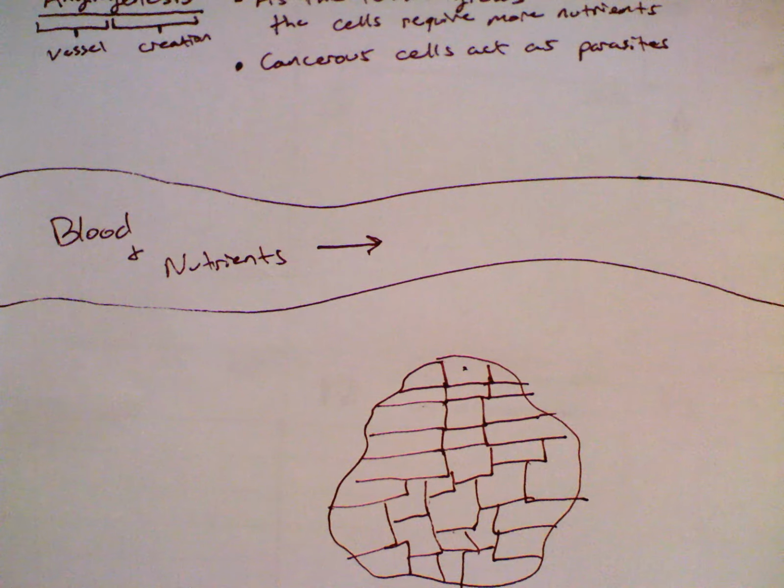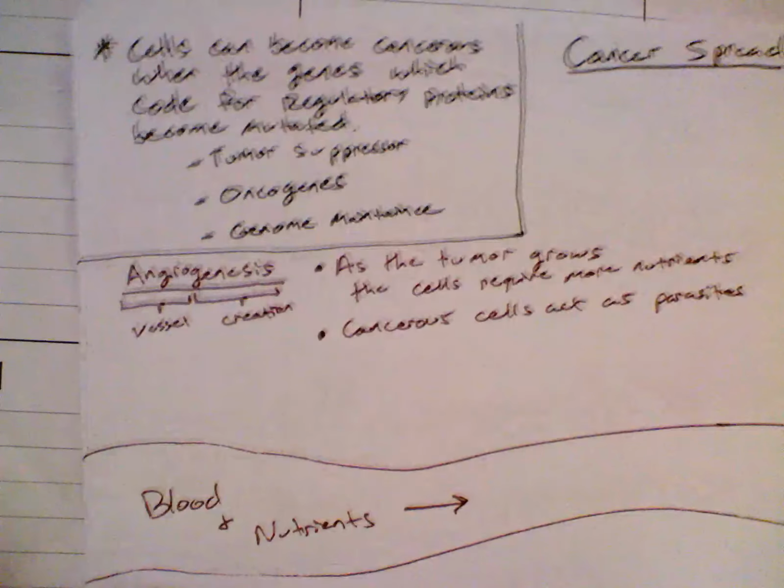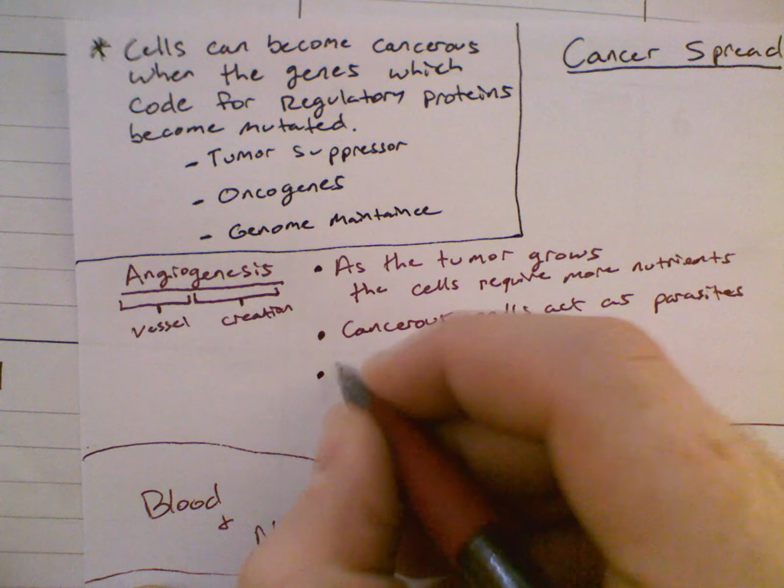Okay, so here's what we see with angiogenesis. We are going to end up with a blood supply being formed to the tumor. So in angiogenesis, we have blood vessel recruitment.